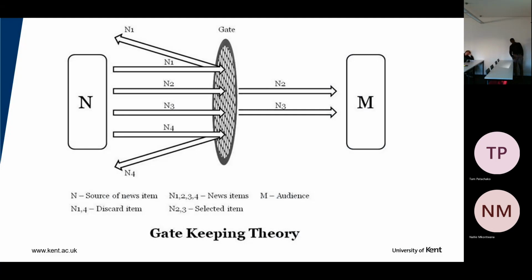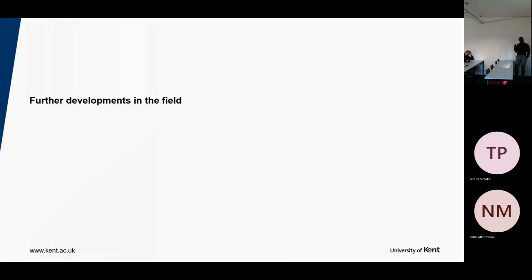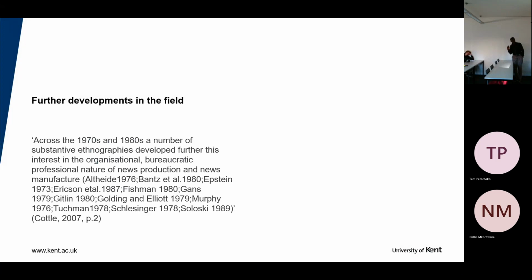So therefore, news item 1 and 4 is discarded and 2 and 3 selected. Simple explanation of gatekeeping theory. Moving on. Further developments in the field.